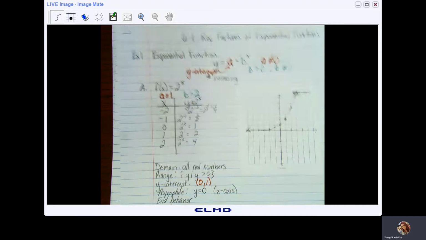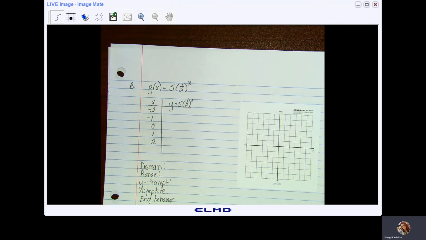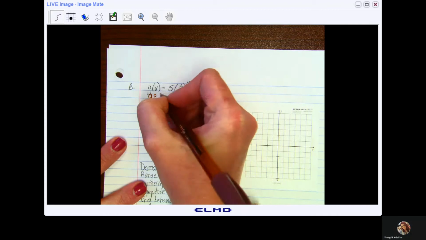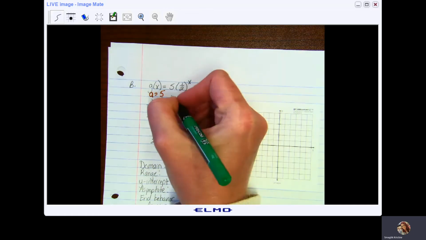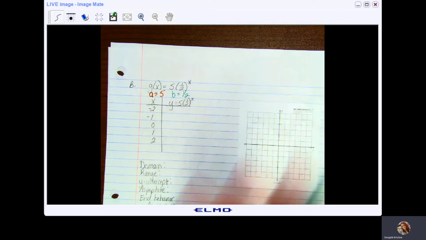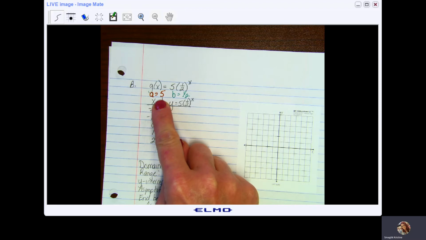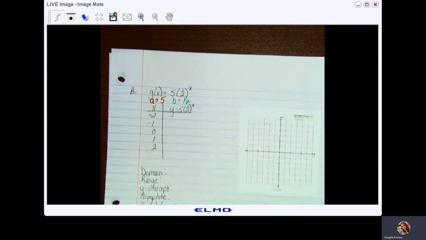Now let's take a look at another graph. Now here we have 5 times 1/2 raised to the x power. Right off the bat, I can see that my A value is 5. My B value is 1/2. So again, I should be able to see right away I'm going to have a y-intercept at 5. Let's go ahead and do a table of values and take a look.